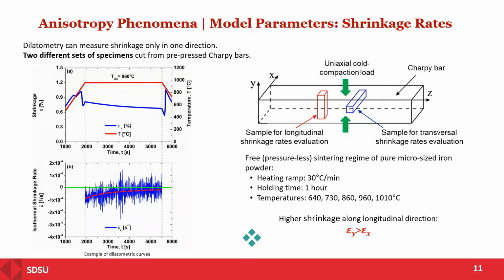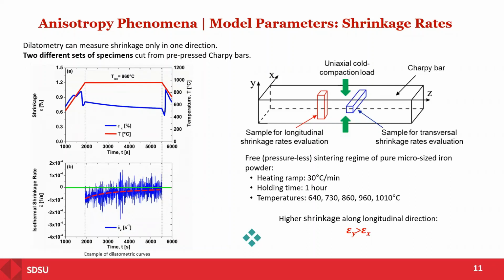And I also analyzed parts that were produced by cold isostatic pressing, where you apply the pressure isostatically, so the same pressure in all directions. In those components, there is no anisotropy, so the dilatometry curves are independent from the direction. That means that something happens because we apply uniaxial pressure.